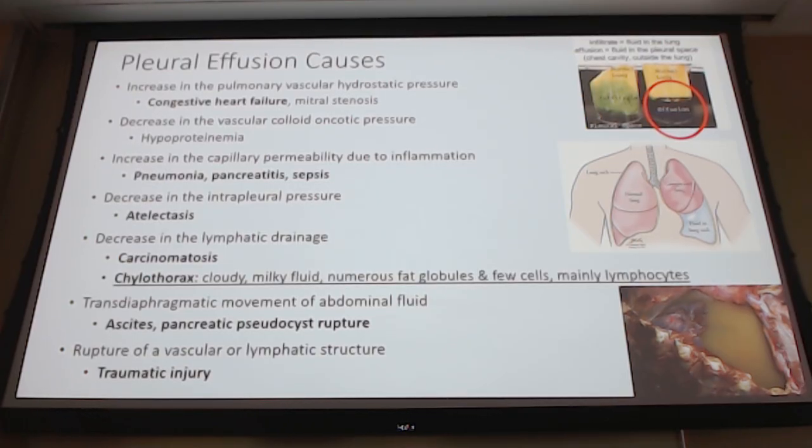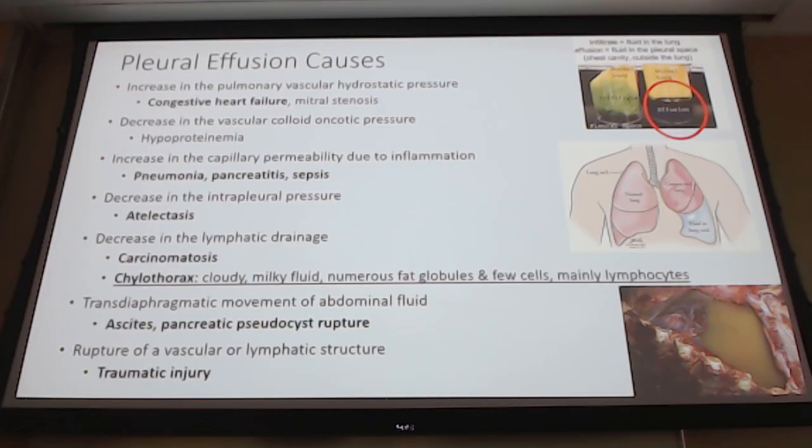So, increase in capillary permeability due to inflammation: pneumonia, pancreatitis, sepsis. Increased or decreased intrapleural pressure: atelectasis, again, just being sedentary. Lymphatic drainage: you're going to have carcinomatosis or a chylothorax. Basically, you're going to have cloudy, milky fluid within the chest, so that effusion is going to be more milky. If you have ascites or rupture of a pancreatic pseudocyst, you're just going to have transdiaphragmatic movement of abdominal fluid. And then any rupture of vasculature or lymphatic structure with traumatic injury.